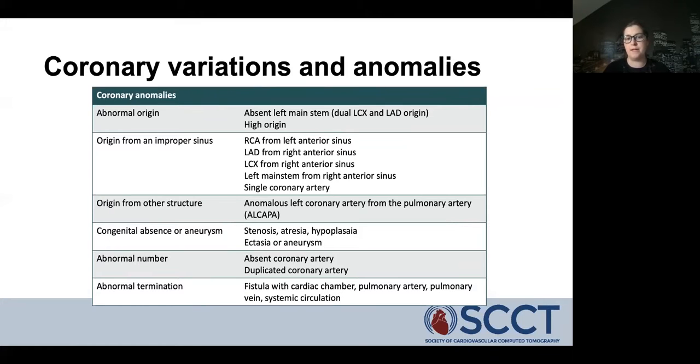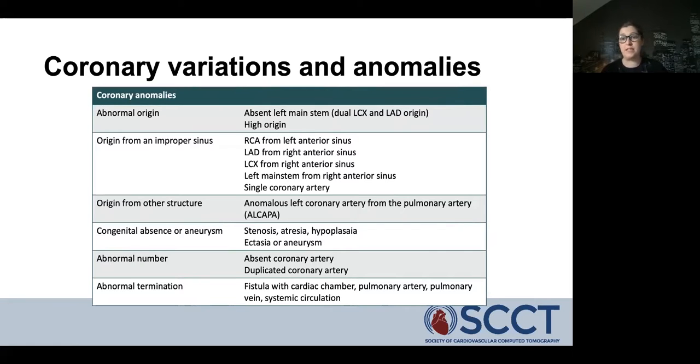Then we've got the anomalies that mean the blood vessel is coming from the wrong place. So normally the left main stem comes from the left coronary cusp, and the right coronary artery comes from the right coronary cusp, and nothing comes from the non-coronary cusp. But you can have any vessel come from any cusp, including the LAD and circumflex individually as well. You can also have the vessels arise from other vessels. So we'll come back to them in a bit more detail.